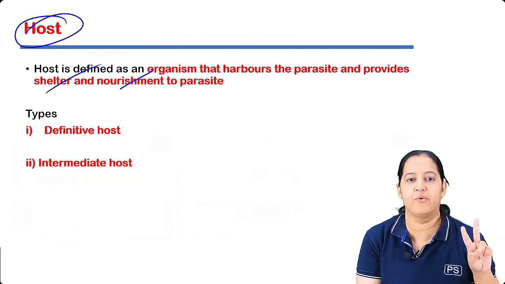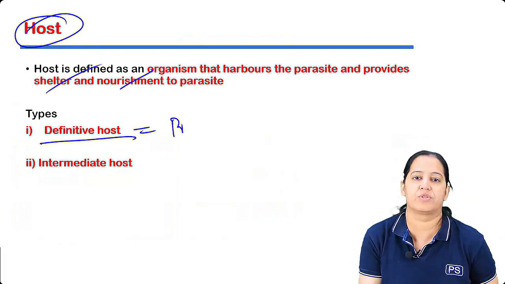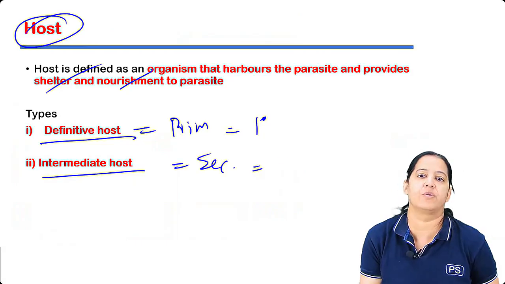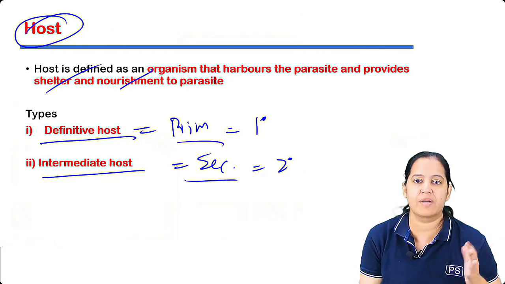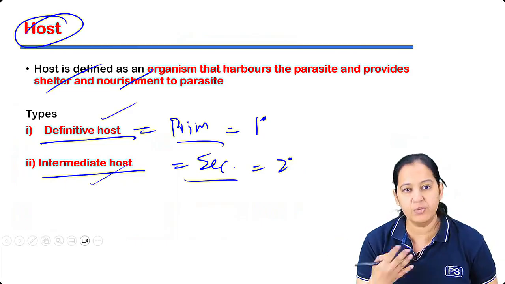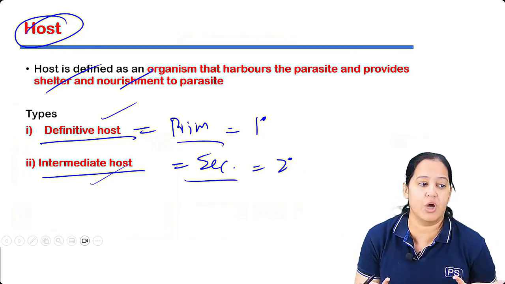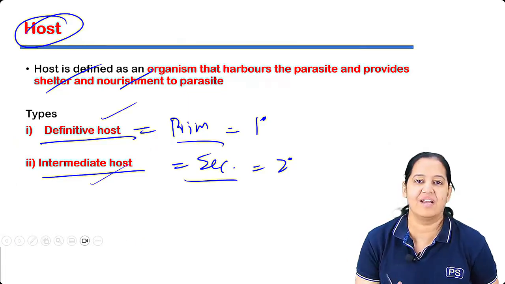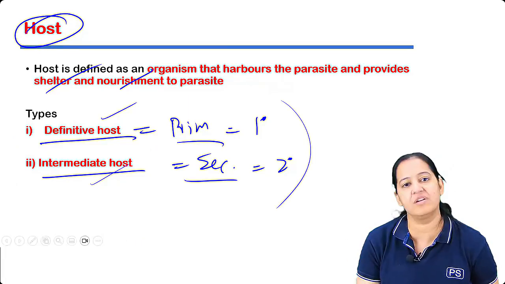There are 2 types of host: definitive host, also known as primary host, and intermediate host, also known as secondary host. You must understand what is definitive, what is intermediate before starting the chapter, because I will use this terminology. You will say, ma'am, what is this definitive host? What is this intermediate host? Does anyone know?